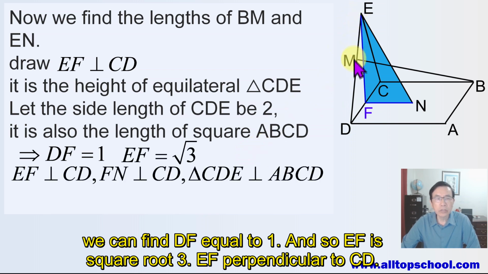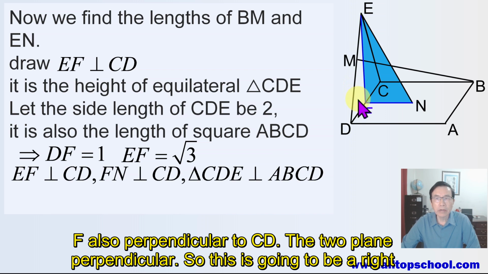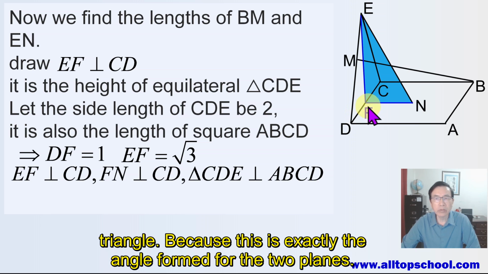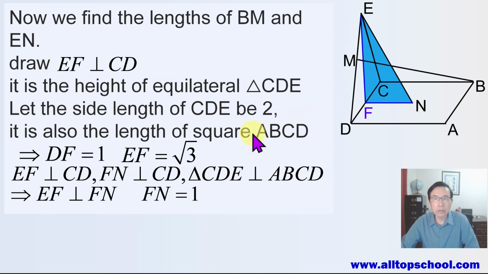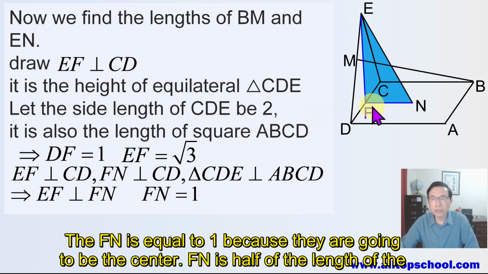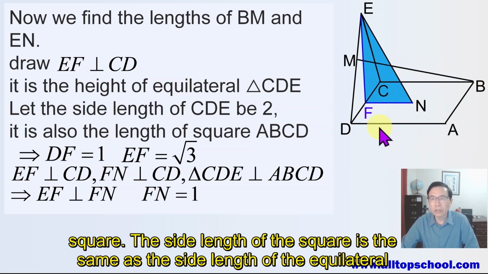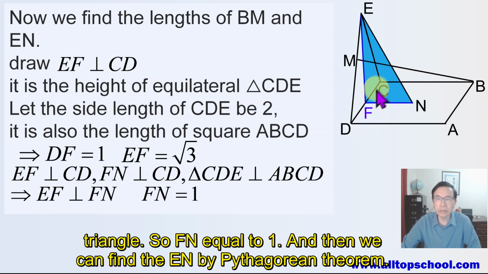EF is perpendicular to CD, and FN is also perpendicular to CD. The two planes are perpendicular, so this is going to be a right triangle, because this is exactly the angle formed by the two planes. FN is equal to 1 because N is the center. FN is half of the side length of the square. The side length of the square is the same as the side length of the equilateral triangle. So FN equals 1.